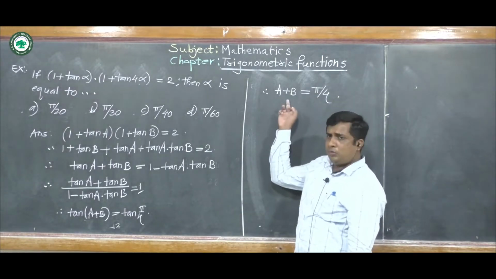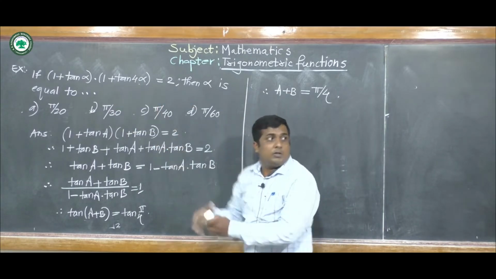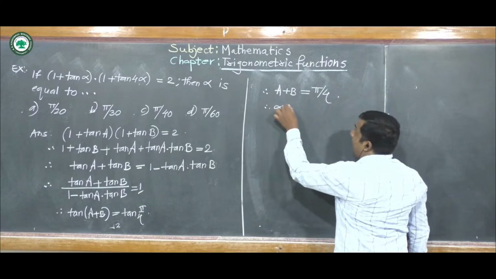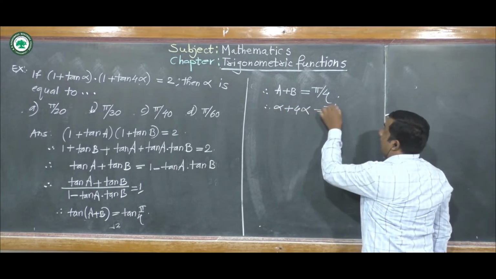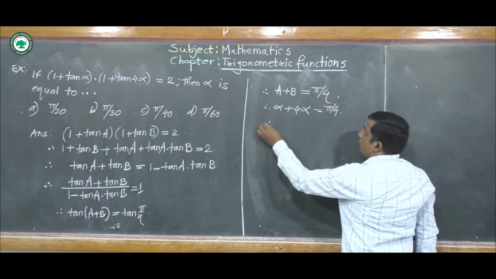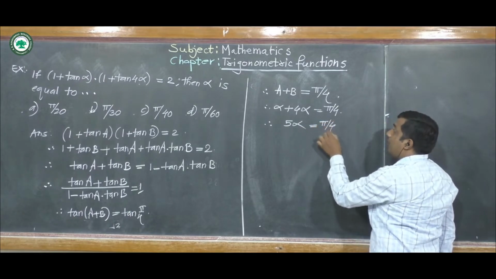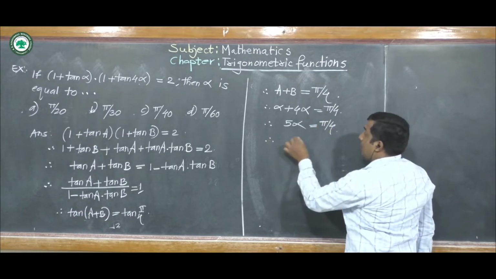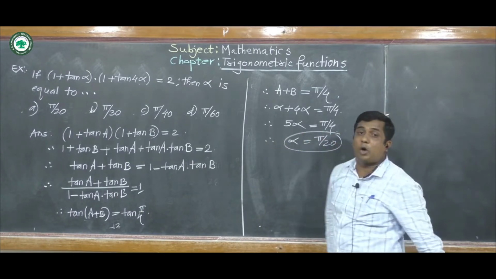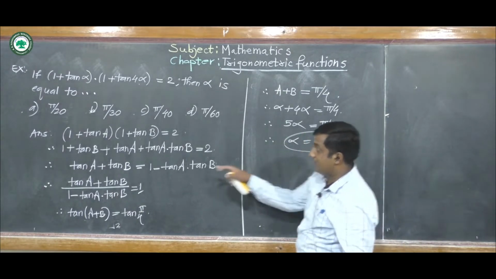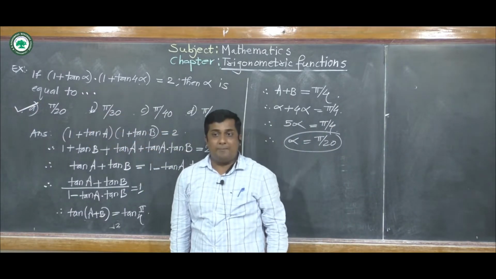Now we know A is alpha and B is 4 alpha. So we replace A by alpha and B by 4 alpha, and this is equal to pi by 4. In the next step we get 5 alpha is equal to pi by 4, and in last we get alpha is equal to pi by 20. This is our correct option, pi by 20. That is, the correct option is A.